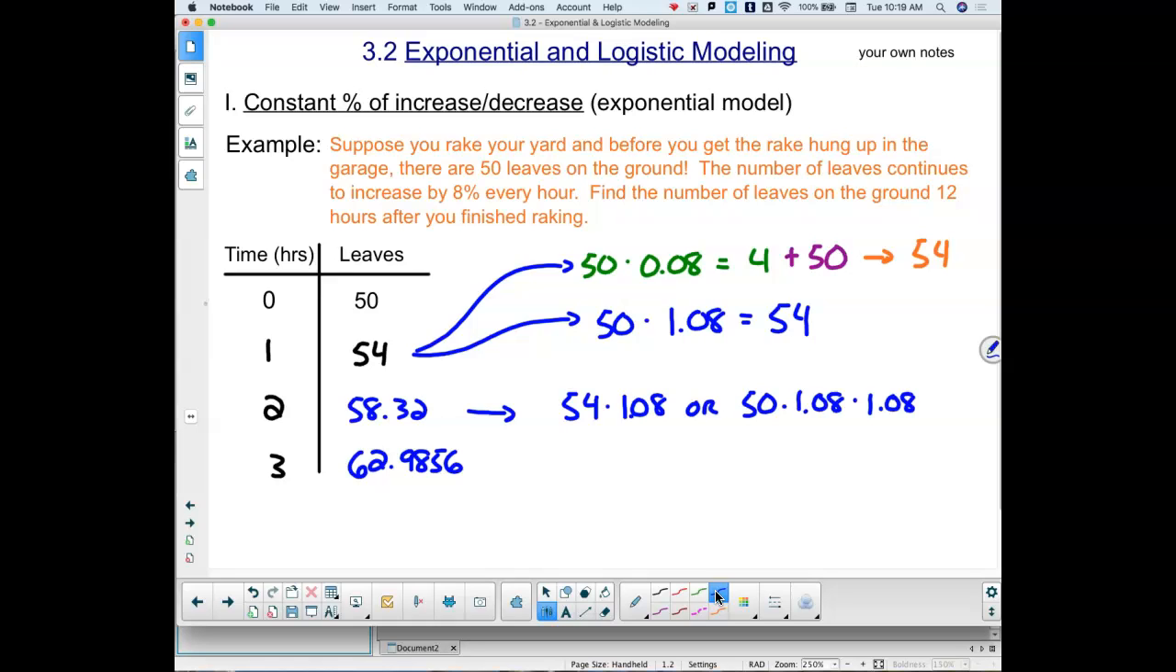Okay. So, 12 hours later, how many leaves are on the ground? That's the final question. After 12 hours, how many leaves are on the ground?